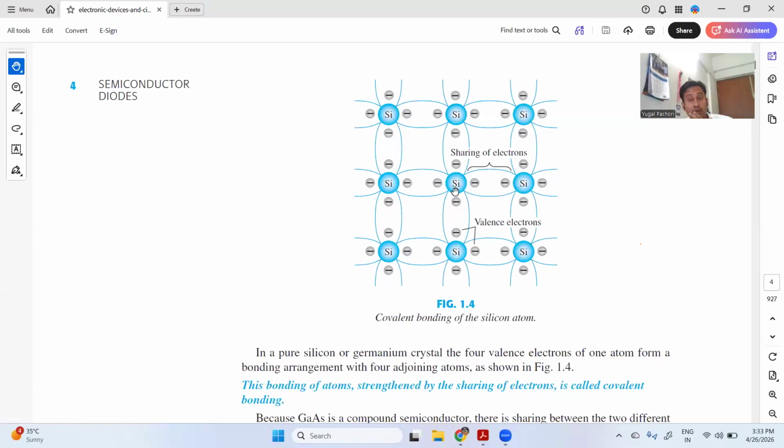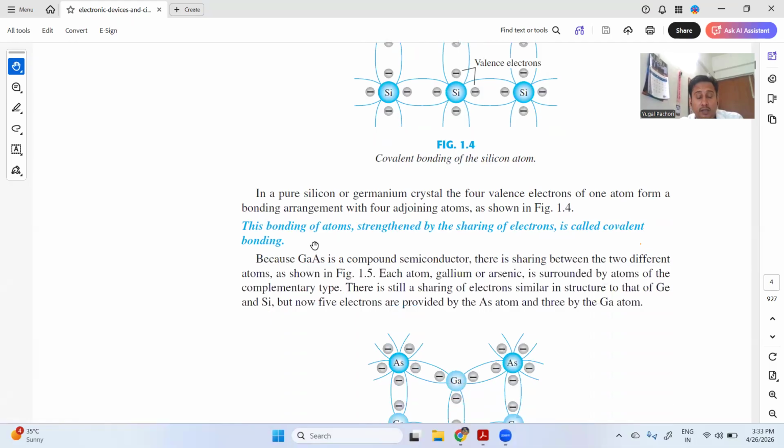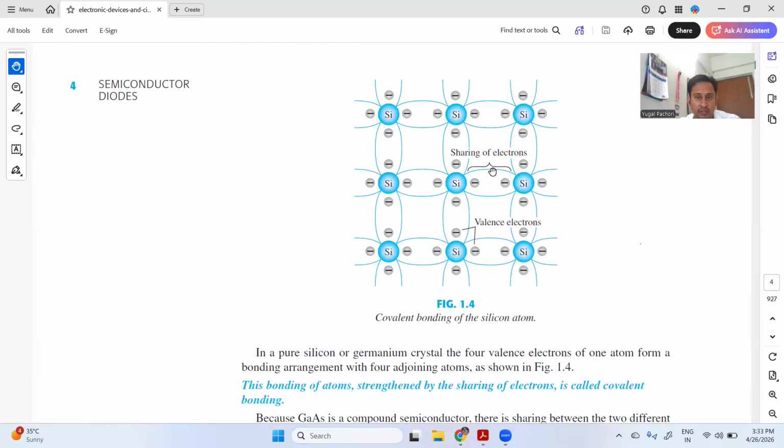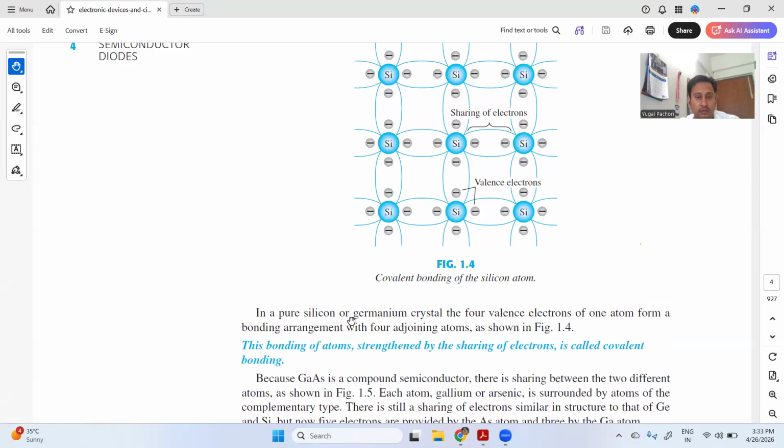So it means the silicon is sharing electrons from its neighboring atoms. That's why it is written here as covalent bonding of the silicon atom. Now, let's do the further discussion. In a pure silicon or germanium crystal, the four valence electrons of one atom form a bonding arrangement with four adjoining atoms. Adjoining means nearby atoms. So it is clearly understood with this picture also, and the text is also written that it forms the bond with the adjoining atom, as you can see in figure 1.4.